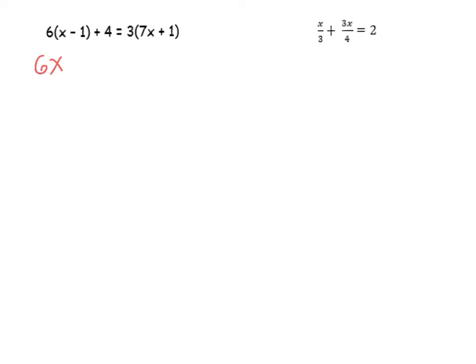All right, I'm going to distribute the 6. So I get 6x minus 6 plus 4. Distribute the 3, 21x plus 3, okay?